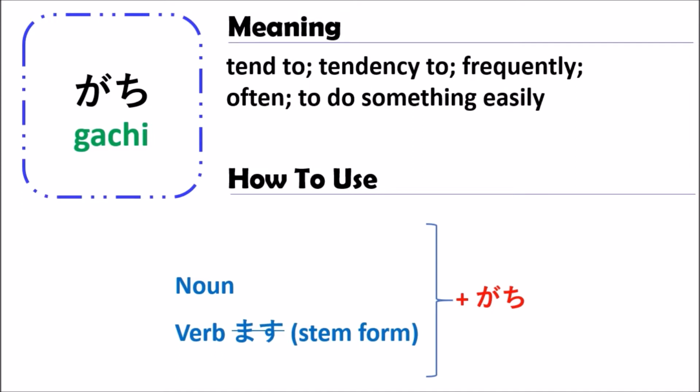So the main meaning of gachi is that something happens easily. For example, you do something wrong, or something that is hard for you to protect against, and it occurs or happens easily. So next, let's go see some examples of how to use the grammar of gachi.